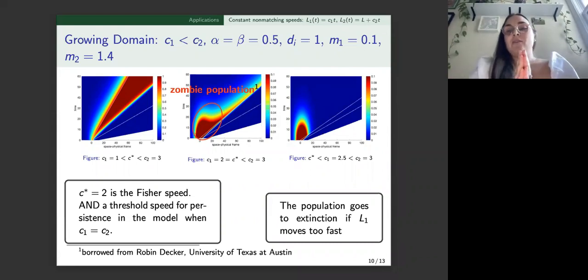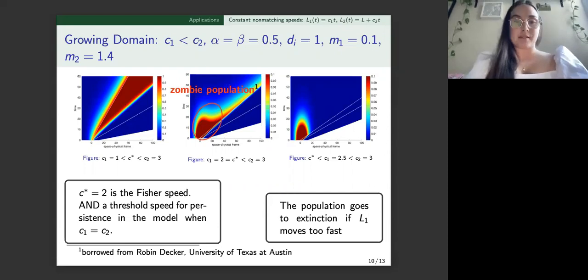And then for C1 greater than the Fisher speed C star, we see this detachment from the trailing edge. The population is basically totally left behind, and it just goes to extinction because of dispersal and mortality. So what we learned is that the population will go to extinction if L1 moves too fast. So even though the habitat is growing, extinction may still happen if the shift is too fast.